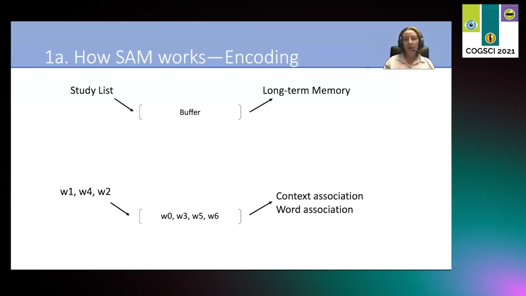The long-term memory of SAM is filled out during encoding through a buffer system. Words from the study list are added into a buffer, which is typically of length 4, so there are 4 words in the buffer at a time. Depending on how long the words remain in the buffer, the context association and word association matrices are filled out accordingly. The longer a word is in the buffer, the higher context association the word has. And the longer two words are in the buffer together, the higher their association with each other is in the word association matrix.